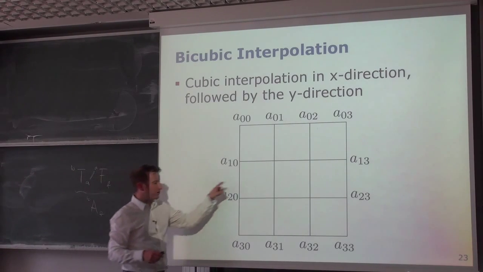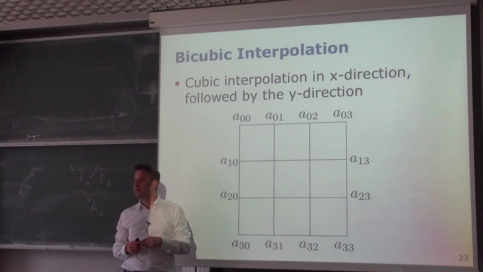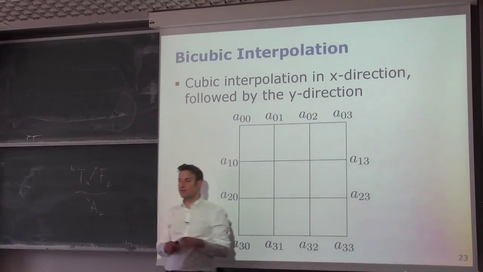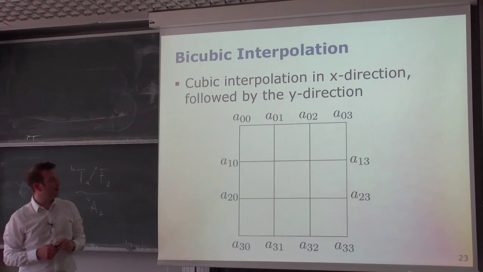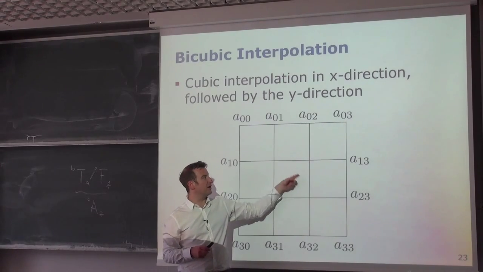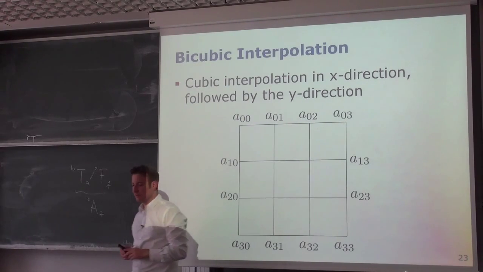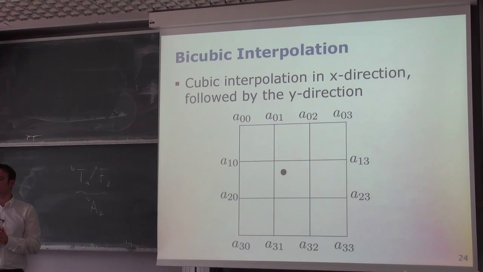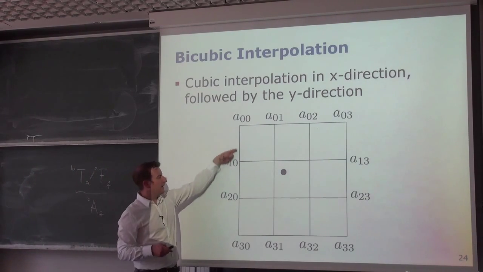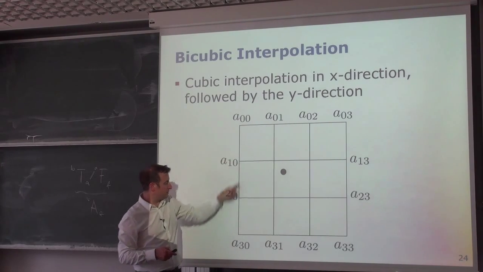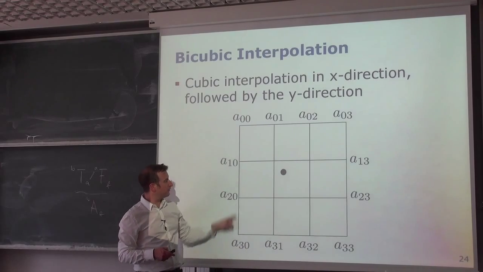So if I want to compute an intensity value for any point in here, I simply take the 16 values around it into account. So for any point in this area, I take those 16 values and do the computation. For example, if this is the point for which I want to compute my interpolation, how do I do that? The first thing I can do is compute this value over here as an interpolation of those four points.